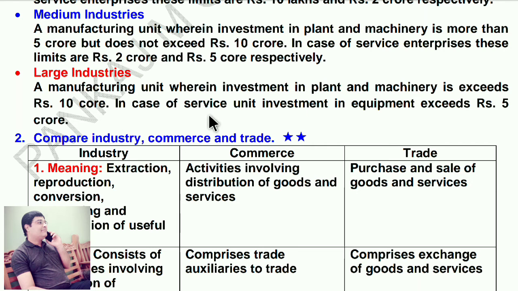Depending upon the amount you invest, that much large the company is. So how large the company is, that much amount you have to invest. If you do a large scale business, you want a large amount.